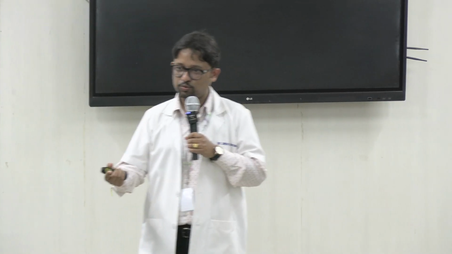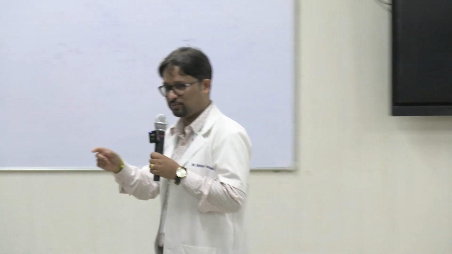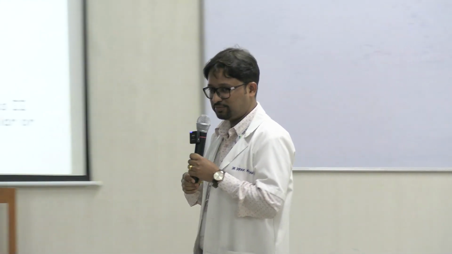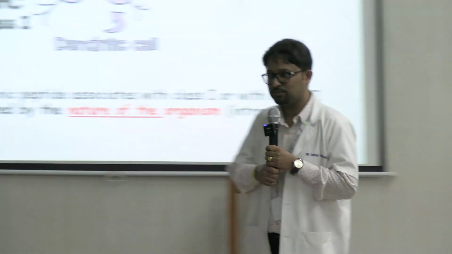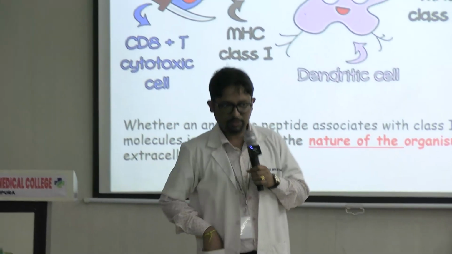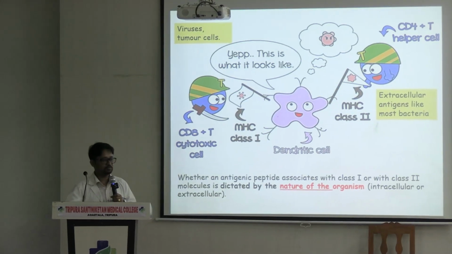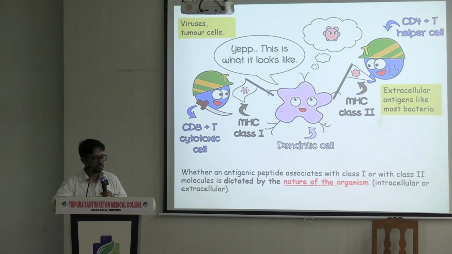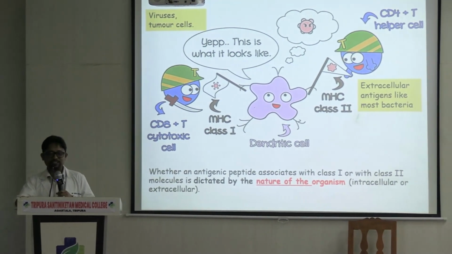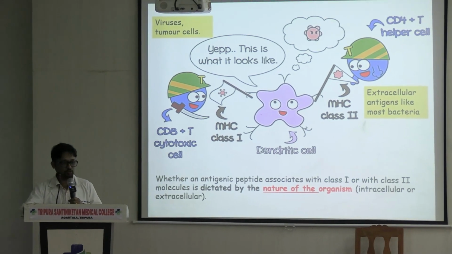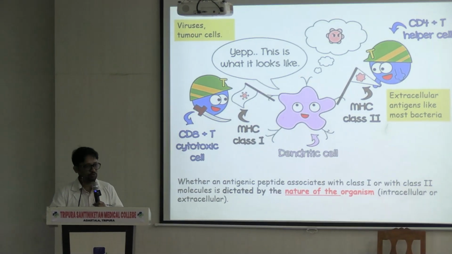And with MHC2, they present it to CD4 positive T lymphocytes. So here also, if you take out the numerical values, it is again 4 into 2 equal to 8. And in the first case, 8 into 1 equal to 8. So this is how you can remember. Intracellular ones are presented by MHC1 to CD8 positive T cells. Extracellular antigens are presented by MHC2 to CD4 positive T cells.